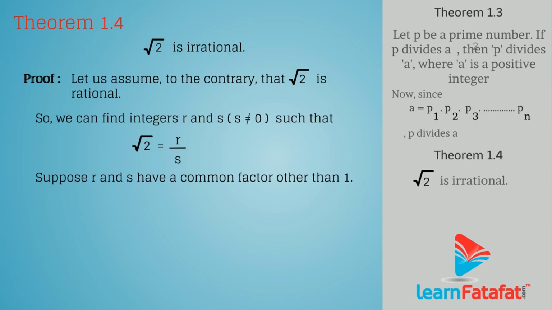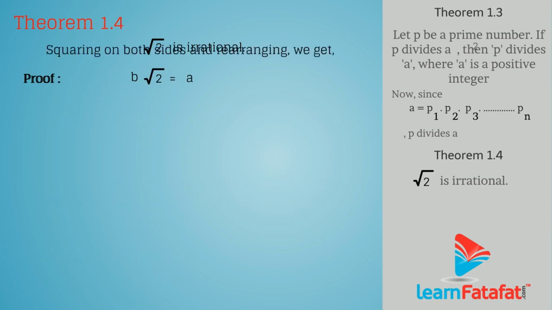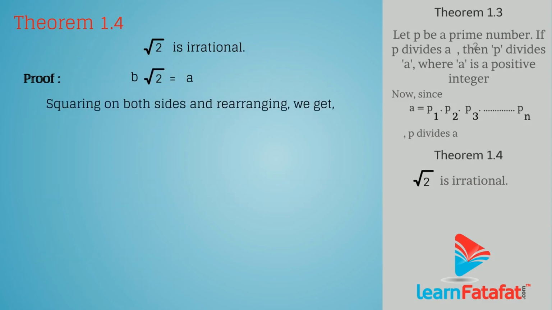Now, suppose r and s have a common factor other than 1. Then we divide by the common factor to get root 2 equal to a/b, where a and b are co-prime. So, b × root 2 is equal to a. Squaring on both sides and rearranging, we get 2b² is equal to a². Therefore, 2 divides a².